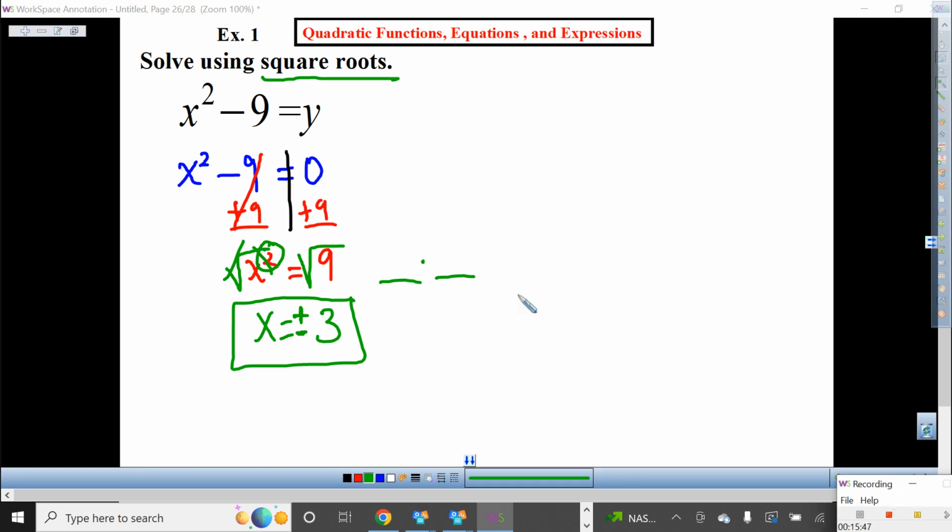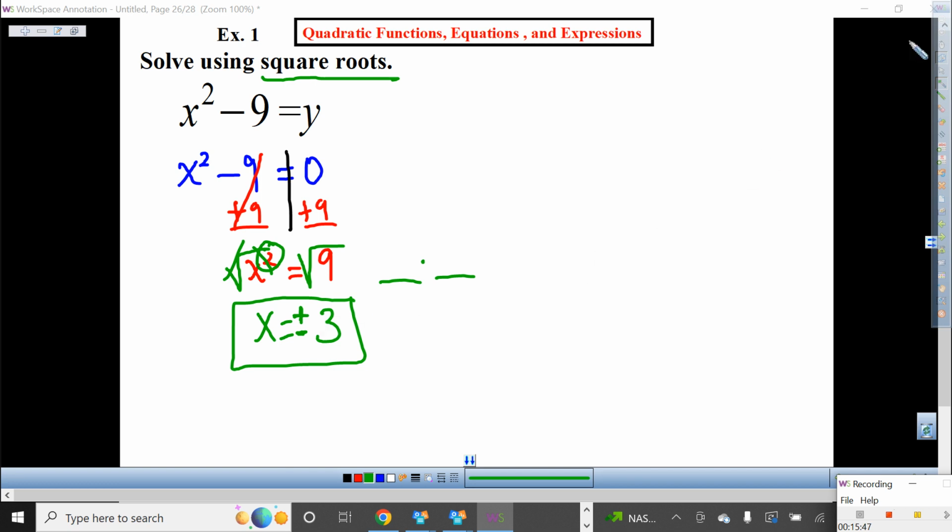All right, so let's see. We started with a problem that says solve using square roots. They give us an equation. The first thing we did, we changed the y to what? 0. From there, we needed to leave x by itself, so we did inverse operations. And what is the inverse of a square? A square root. That's why this process is called solve by square roots. And at the end, we got x equals plus minus 3. From 1 to 5, so how comfortable are you with this so far? 5, 5, 5, 4, okay.